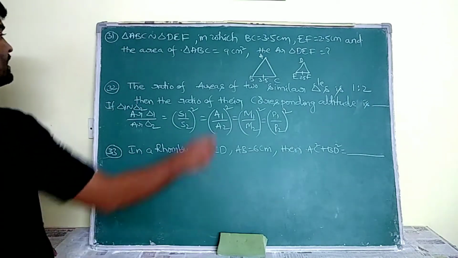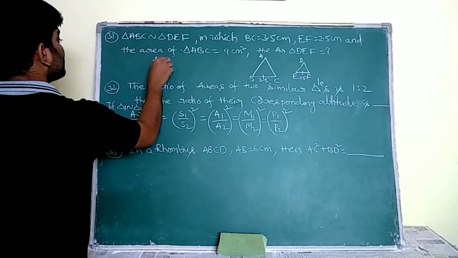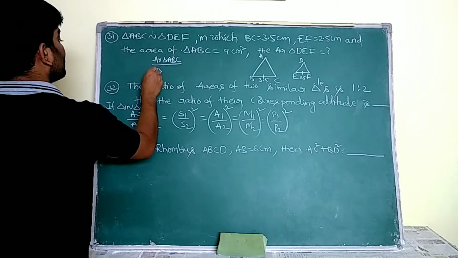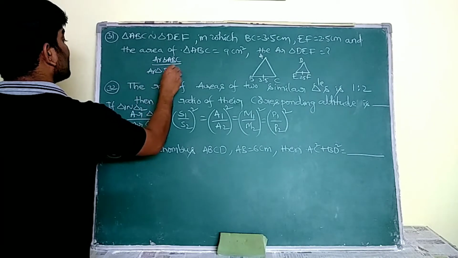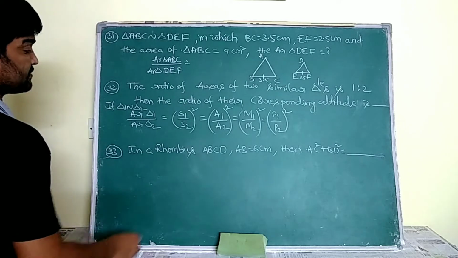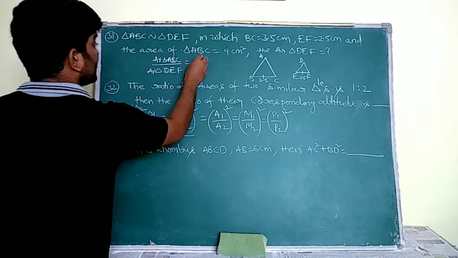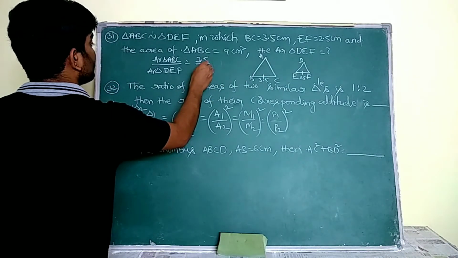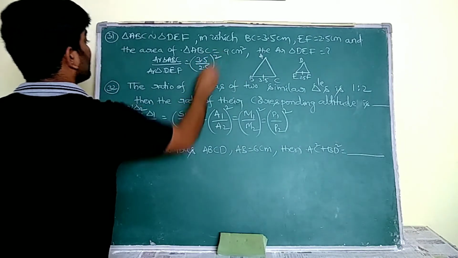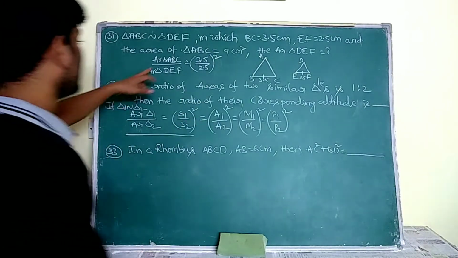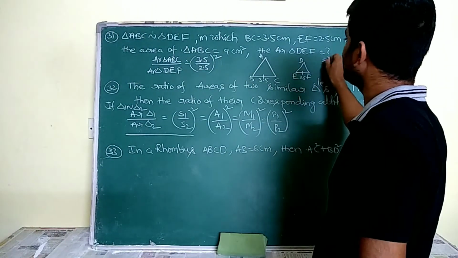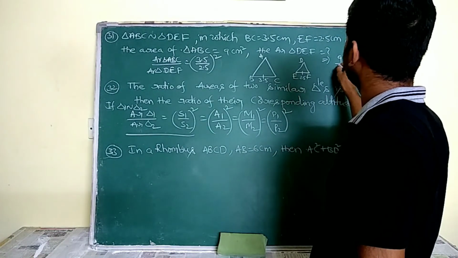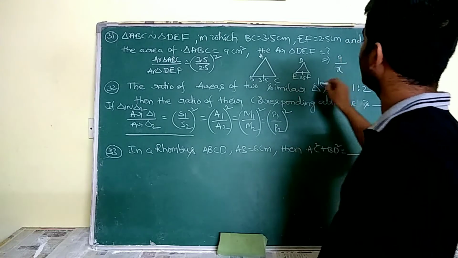Now similarly, here I am going to find the ratio of areas of triangle ABC by triangle DEF. Here I know the sides, so I am going to use this relation. That is, side 1 means this is 3.5 by 2.5, whole square. Now simplify this. Area of triangle ABC means what? Here I am going to write, it is 9 by the area of triangle DEF. Let us consider the area as x.